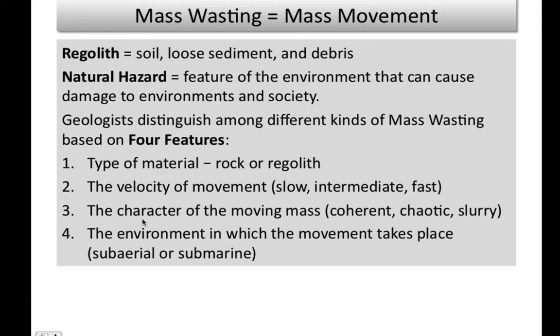The third is the character of the moving mass. Is it coherent? Is it a chaotic mess, including sediment and rock debris, or could it be a slurry, like mud? And then finally, the fourth feature we look at is the environment in which the movement takes place. Obviously, most of the mass movement we're going to be looking at is subaerial, which means here on land, although we will look at some features that are submarine or subaqueous. In fact, I'll show you some subaqueous landslides in the Lake Tahoe region.